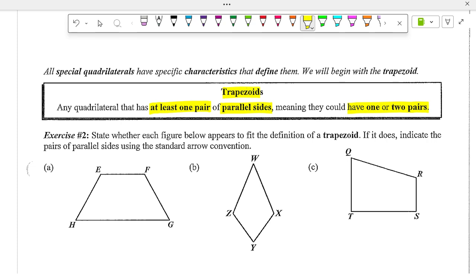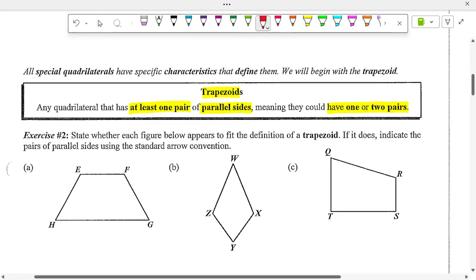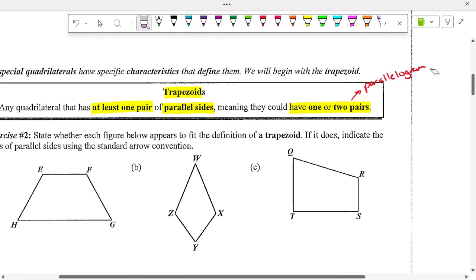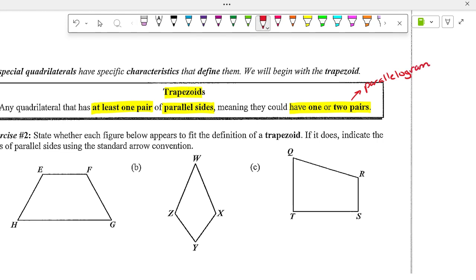As soon as you have two pairs, what does that trapezoid become? Not isosceles. If it has two pairs of parallel sides, what does that trapezoid become? It becomes a parallelogram. Even though parallelograms are technically trapezoids, their defining feature is that since they have two pairs of parallel sides, that's what makes a parallelogram.